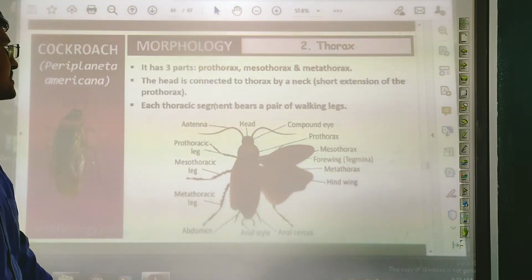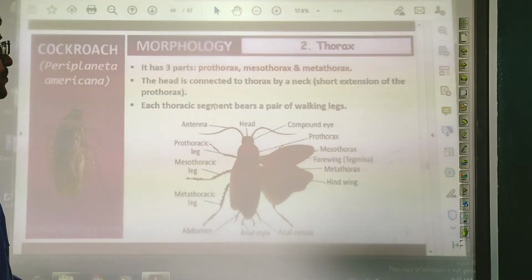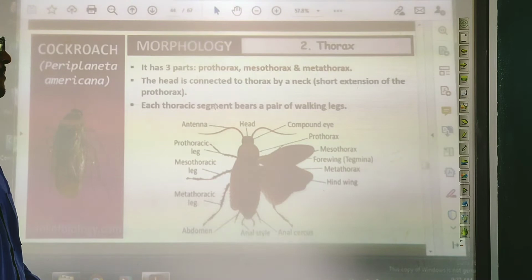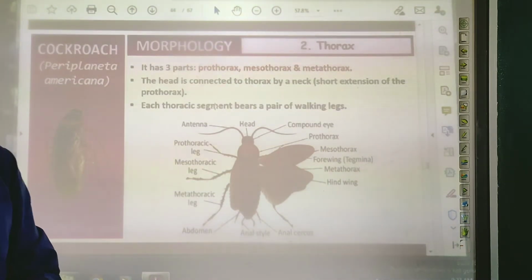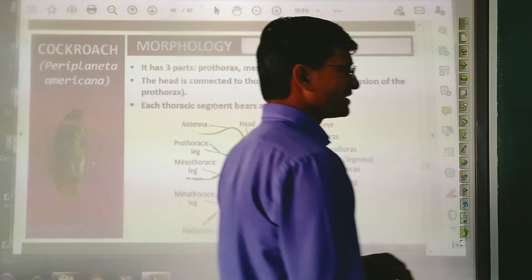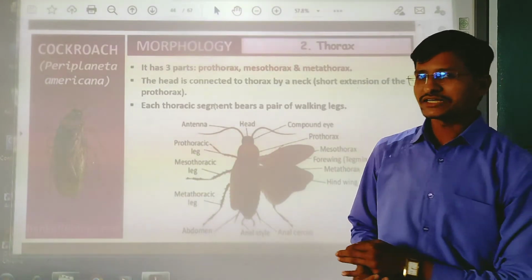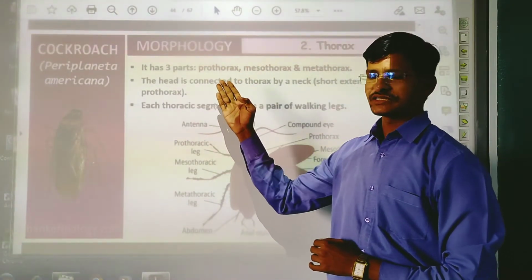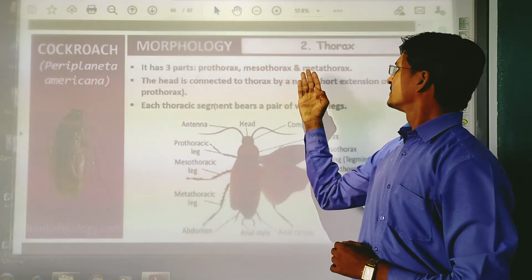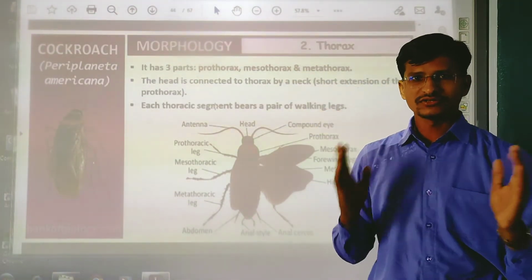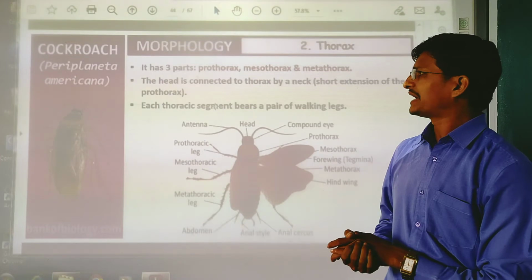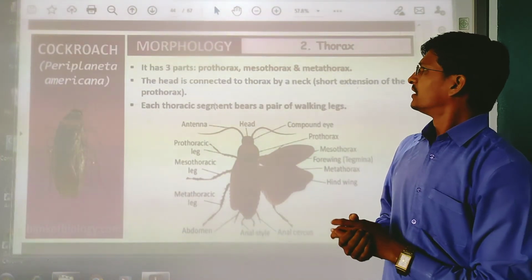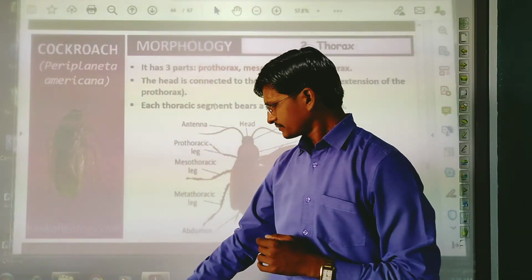Then thorax, it has 3 parts: prothorax, mesothorax, and metathorax. So in the exam it can be asked, name the 3 parts of thorax. So one is prothorax, mesothorax, and metathorax. Okay, so these are the 3 main parts of thorax.